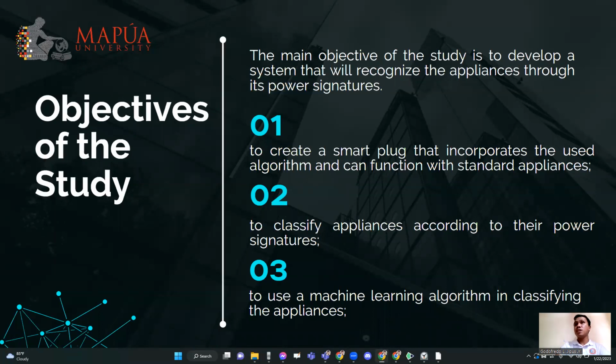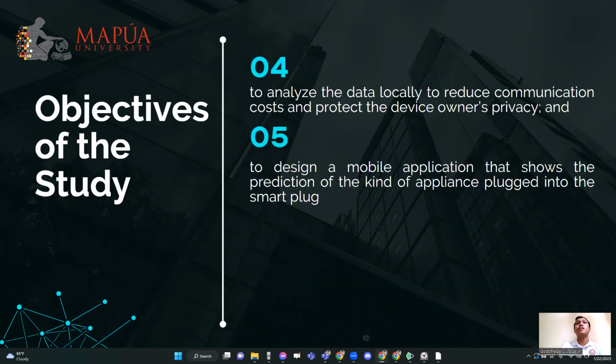So the main objective of the study is to develop a system that will recognize the appliances through its power signatures. And the main objective can be subdivided into five specific objectives. First is to create a smart plug that incorporates the used algorithm and can function with standard appliances. Second is to classify appliances according to their power signatures. Third is to use a machine learning algorithm in classifying the appliances.